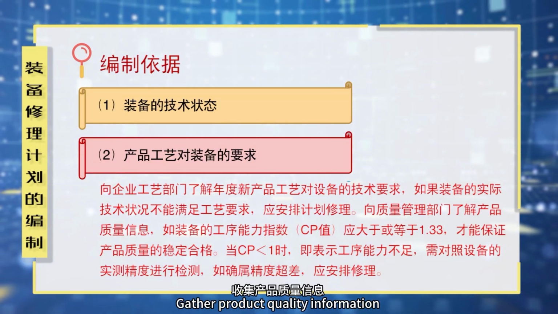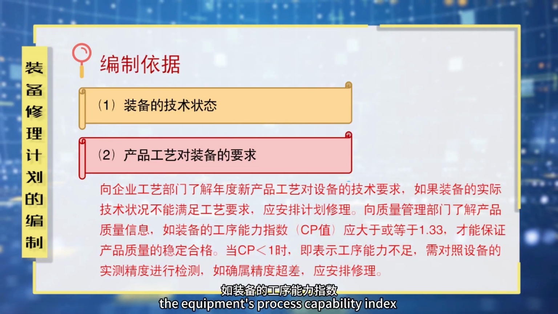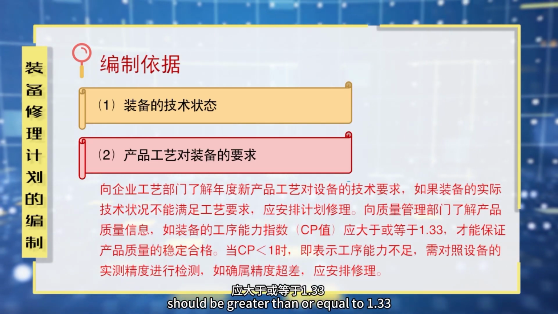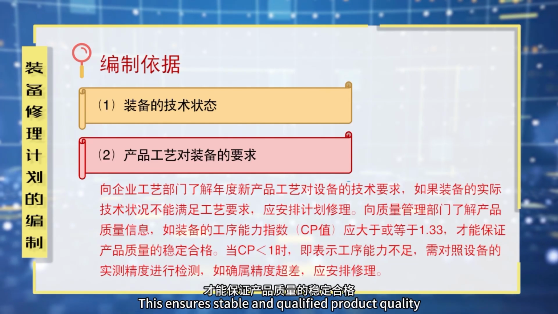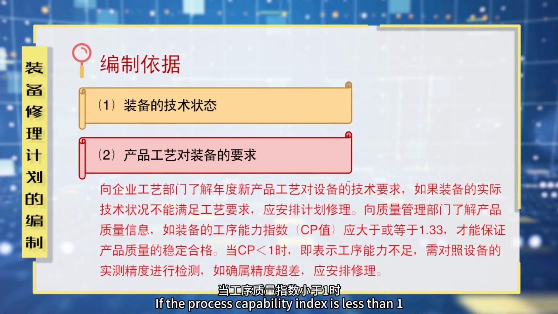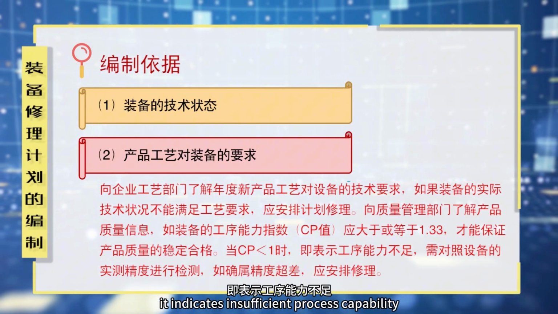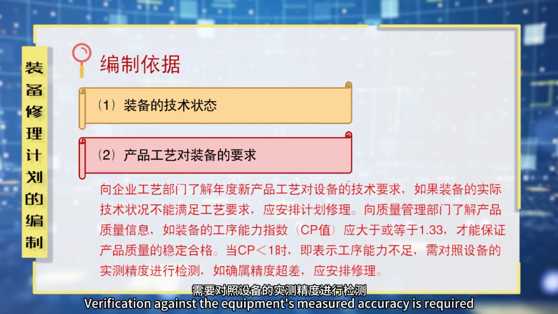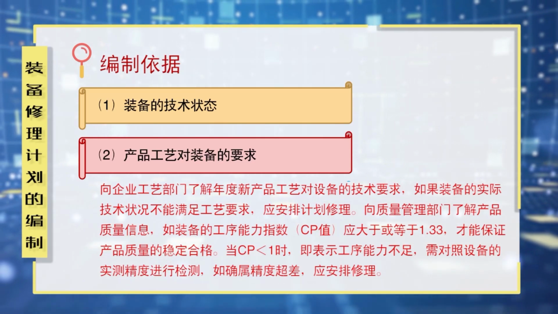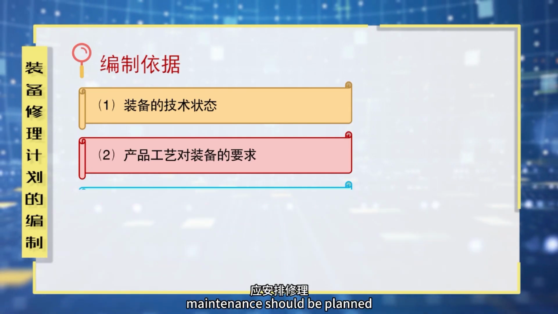Gather product quality information from the quality management department. For instance, the equipment's process capability index should be greater than or equal to 1.33. This ensures stable and qualified product quality. If the process capability index is less than 1, it indicates insufficient process capability. Verification against the equipment's measured accuracy is required. If accuracy is confirmed to be out of tolerance, maintenance should be planned.